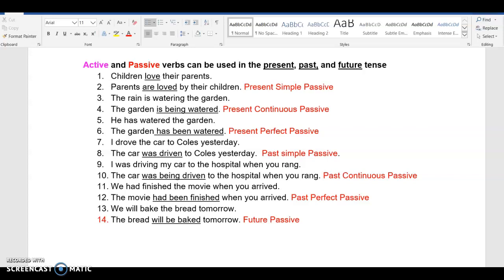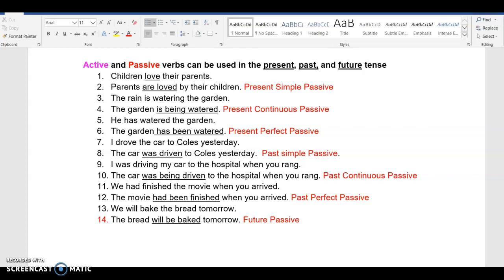Let's look at number 4. The garden is being watered. Okay, the verb is being watered. The subject, the garden. But what is doing the watering? Is the garden watering itself? No, it's not. Something else is doing the watering. So the subject in number 4 is not doing the verb. So this is a passive verb. It is a present continuous passive.